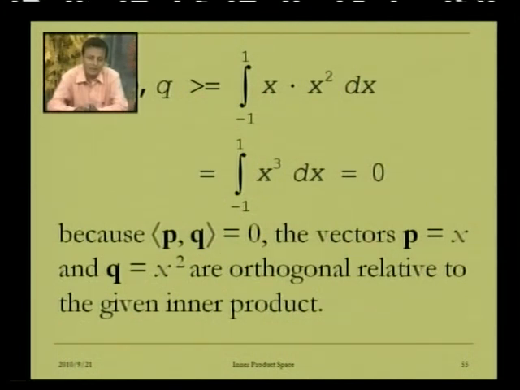The limit of the integration is of type minus a to a, so this integral becomes 0, and therefore the inner product of p and q, the vectors x and x square of P2, is 0, and so we say that they are orthogonal relative to the given inner product.